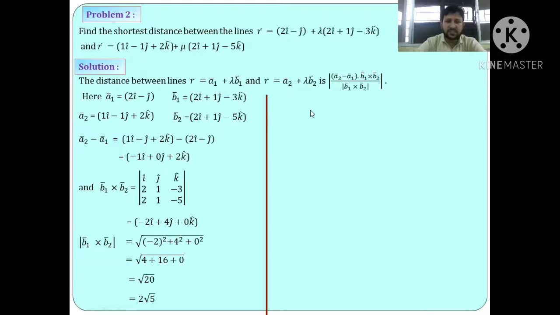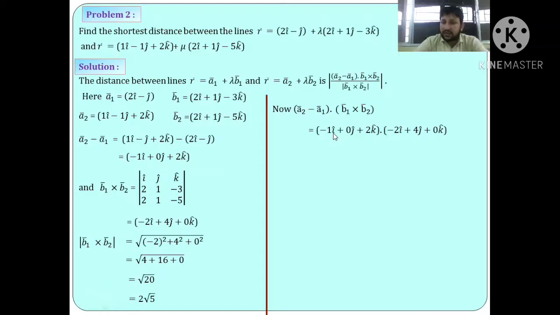For the shortest distance, we first need to find the dot product. Calculating the dot product of a2 bar minus a1 bar with b1 cross b2. The vector a2 bar minus a1 bar obtained here is minus 1i plus 0j plus 2k, and the b1 cross b2 vector product is minus 2i plus 4j plus 0k. Substitute both values here.